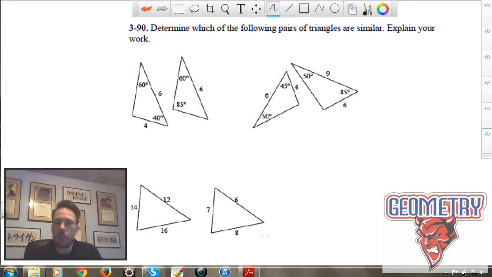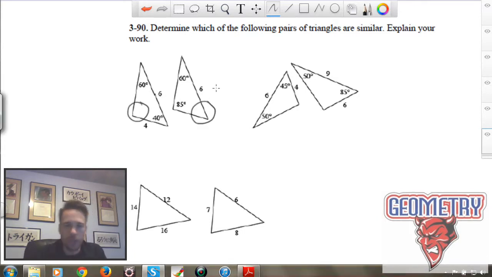Okay, so here in Geometry, Unit 3, problem number 90, we're asked to determine which of the following pairs of triangles are similar and explain our work. So for this first pair of triangles, I noticed that I have two angles in one and two angles in another. But unfortunately, those two angles are not identical, so I can't right off the bat say they're similar by angle. But what I can do is find the third angle in this triangle and the third angle in that triangle, because I know all three angles in a triangle must add up to 180 degrees.